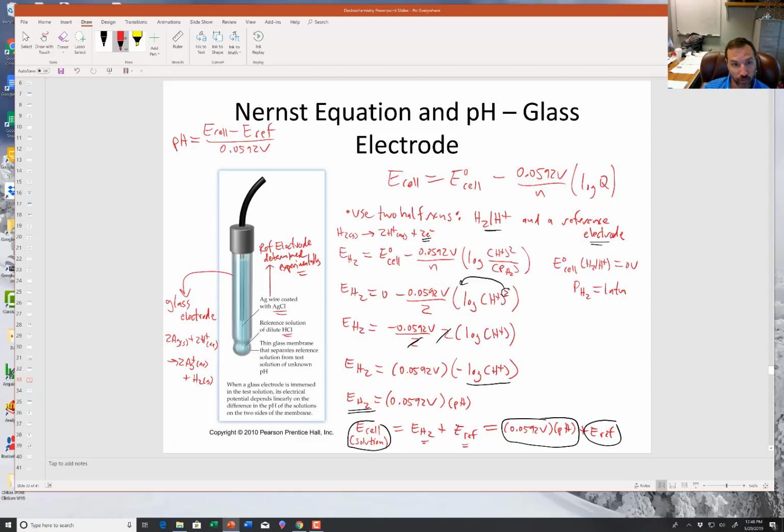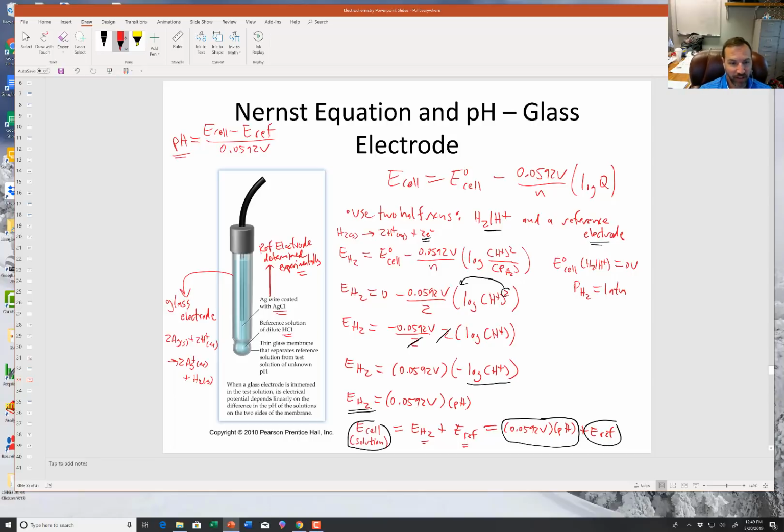All right, so we would know the voltage of the reference electrode. We know the potential of our hydrogen electrode, right? We know that is 0, and we've used it to then relate to pH. And so that's where the pH comes from. That comes from our hydrogen electrode.